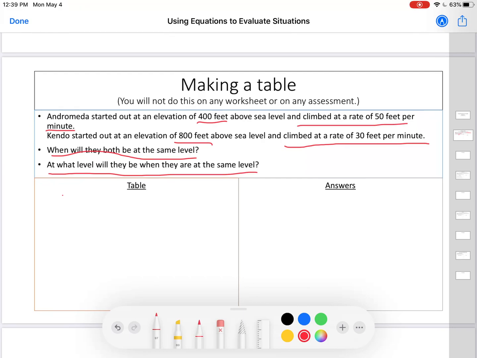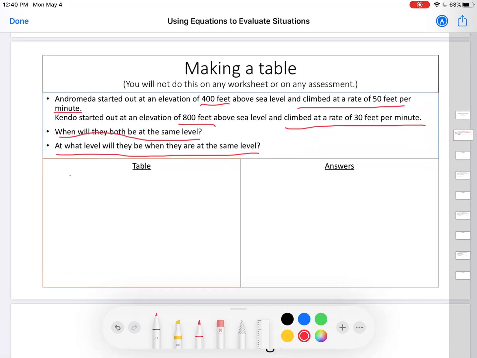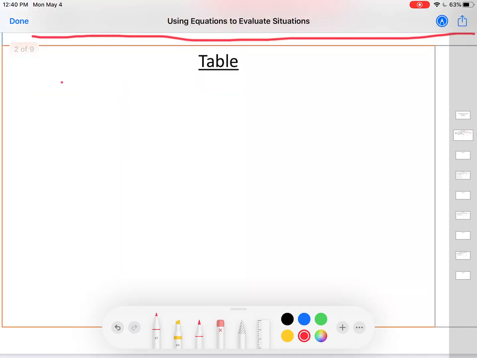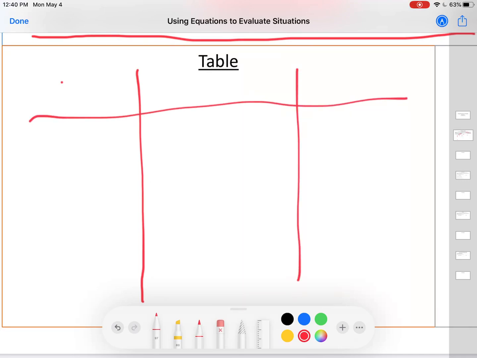That is always the types of 2 questions that are asked in these situations. The situation is that you have 2 things with different starting amounts and different rates. When will they be equal is the first question, and the second question is, how much will they have when they are equal? What is the value when they are equal? So, first method, make a table. The table will have 3 columns. The first column is minutes. The second column is for the first thing, and the third column is for the second thing.